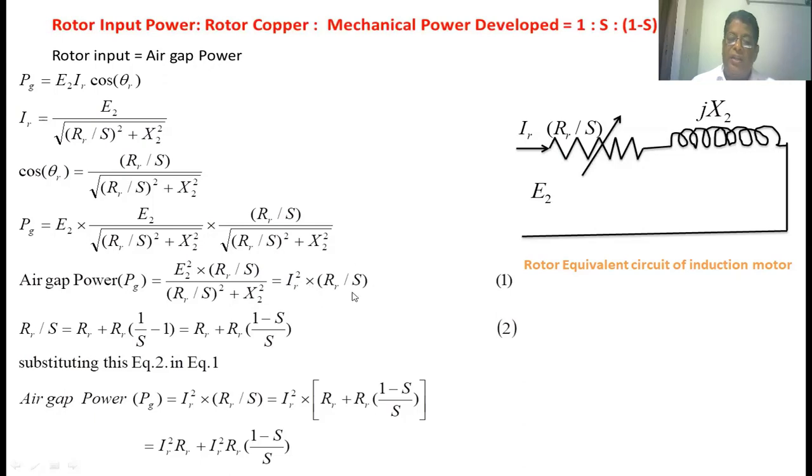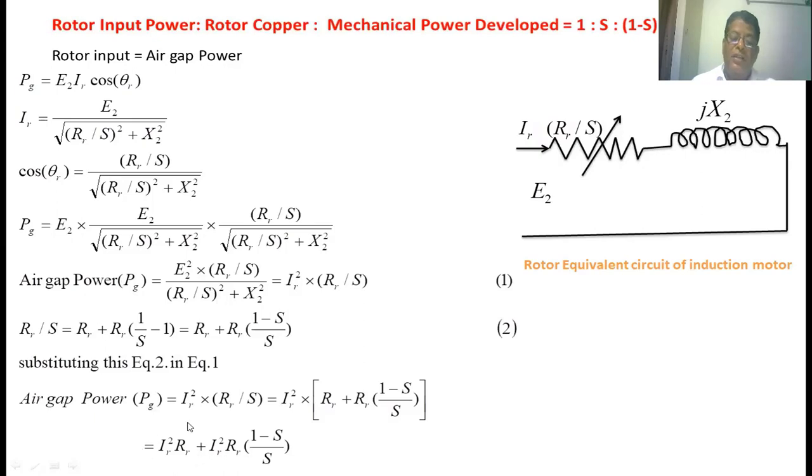Now we are writing this resistance RR by S into two components: RR plus RR into (1 by S minus 1). This you can get as RR plus RR into (1 minus S) by S. If we simplify this, we get the left hand side equation, that is RR by S. Now substitute equation 2 in equation 1. Now we are getting the air gap power IR square into RR by S equal to IR square into RR plus RR into (1 minus S) by S. Now you open this bracket: IR square into RR plus IR square into RR into (1 minus S) by S.